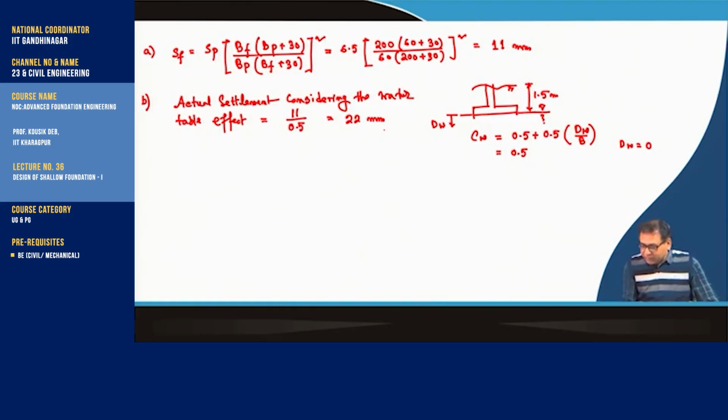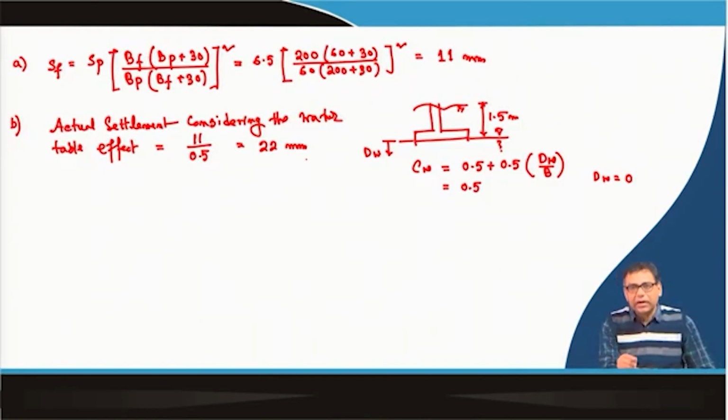Okay, so this was one part of the determination of the settlement. Now you can see whether this 22 millimeter is within the tolerable limit or not. If it is within the permissible limit, then the dimension that you have chosen for that particular load is fine, but if it is not within the permissible limit, then you have to change the dimension. So this is one way to choose the dimension of the footing.